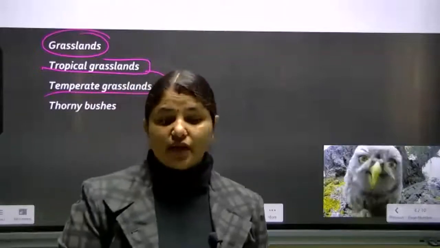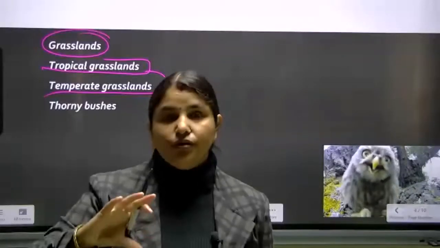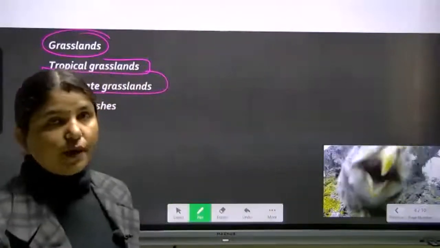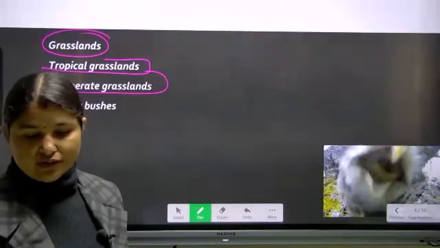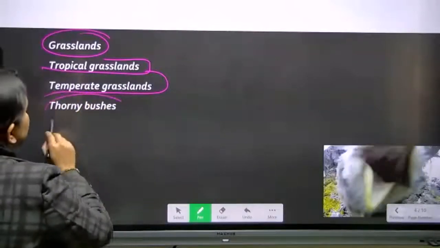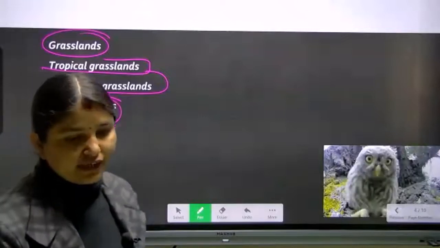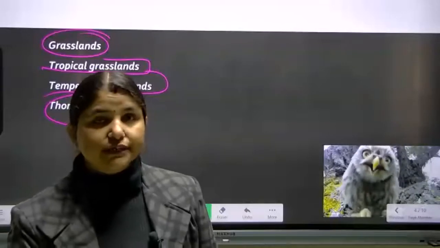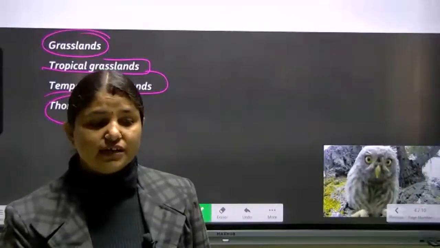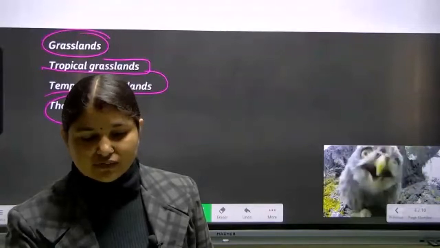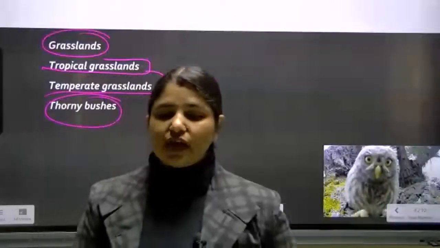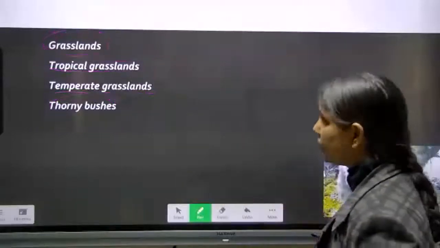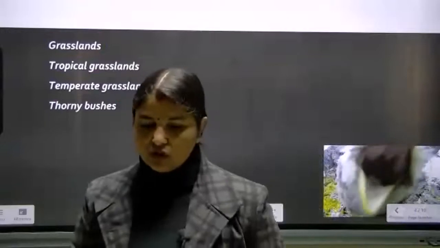As I already told you, temperate zones are there, tropical zones are there. So about that we will discuss over here in the class. Besides that, last we will study about the thorny bushes, in which we will see about the shrubs. Okay. So students, I hope you all understood whatever topics we will discuss in the chapter. Okay? Chaliye.